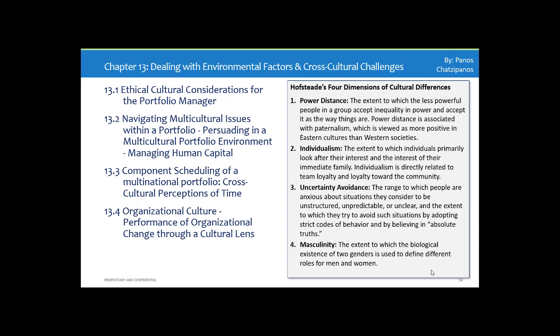Chapter 13. Cross-cultural challenges and environmental factors. The chapter comprises the 4 sections you see in the current slide. It starts with a discussion of how people coming from different cultures may perceive things differently, how awareness of causes and consequences may be developed, and how to accommodate and create a common communication platform.